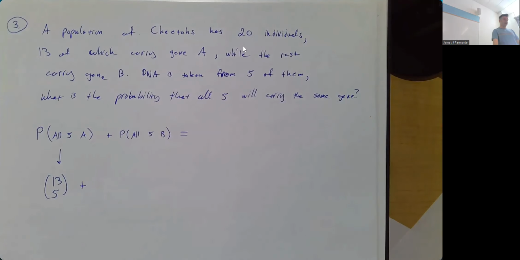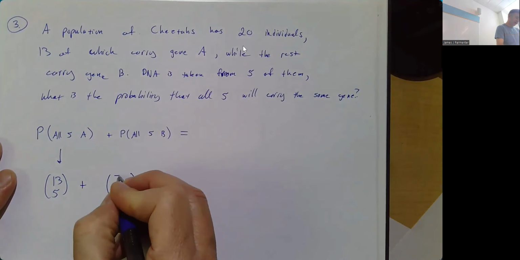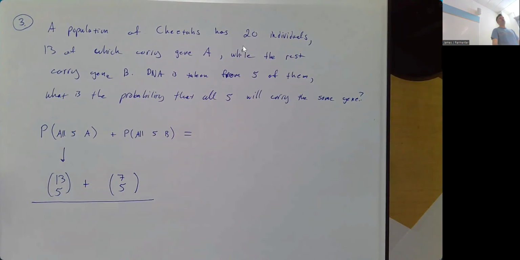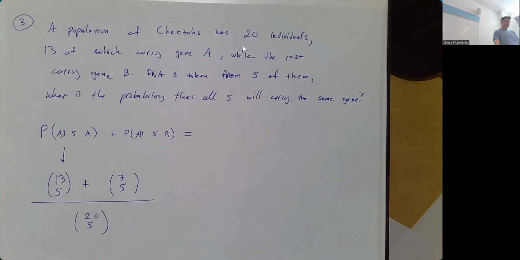Plus, this next question should be a little easier in light of the first one. How many ways can I pick all 5 cheetahs to have gene B? Right, 7 choose 5. What's the total number of ways I could pick any 5 cheetahs? Exactly. And that's how I would leave the answer.